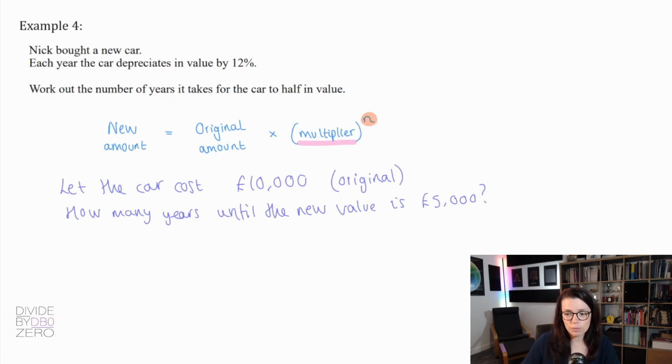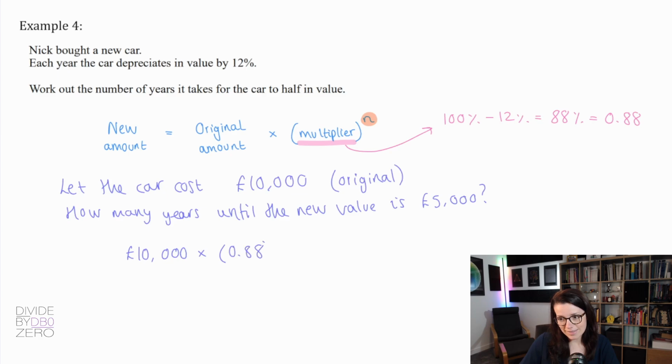Now we need to use the formula again, so we need to work out our multiplier. This time we're going to start with 100% and decrease by 12% because it's depreciating in value, and that is 88% or 0.88. And then we can use the formula. So with our values, we're going to try 10,000 times 0.88 to the power of, let's say, 4 first, just to see what that gives us.